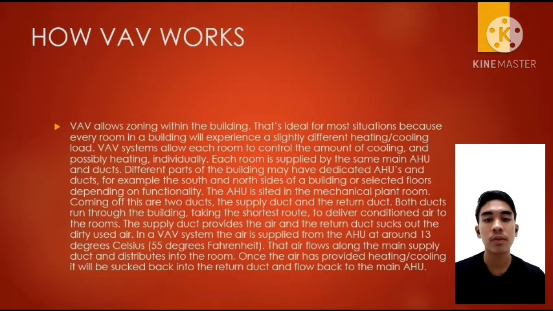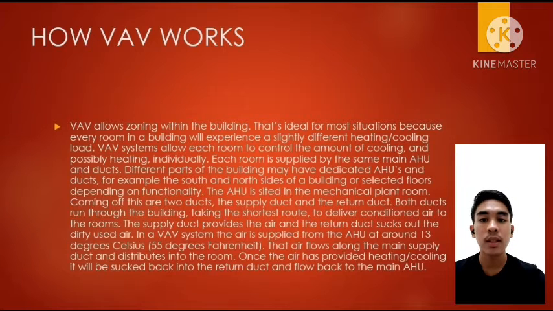For example, the south and the north side of the building, or selected floors depending on the function. The AHU is seated in the mechanical plant room. Coming off it are two ducts, the supply duct and the return duct. Both ducts run through the building, taking the shortest route to deliver the conditioned air to the rooms. The supply duct provides the air, and the return duct sucks out the dirty used air.